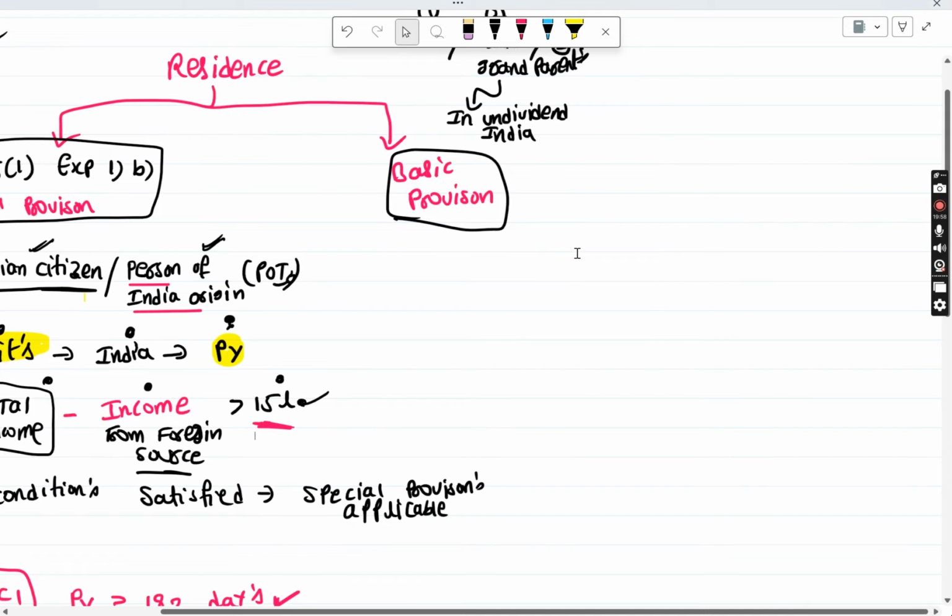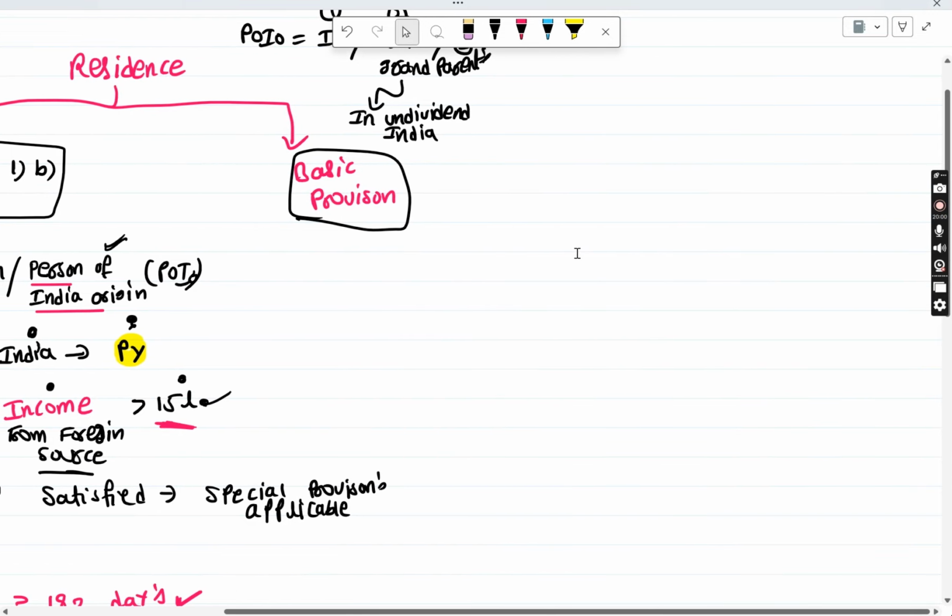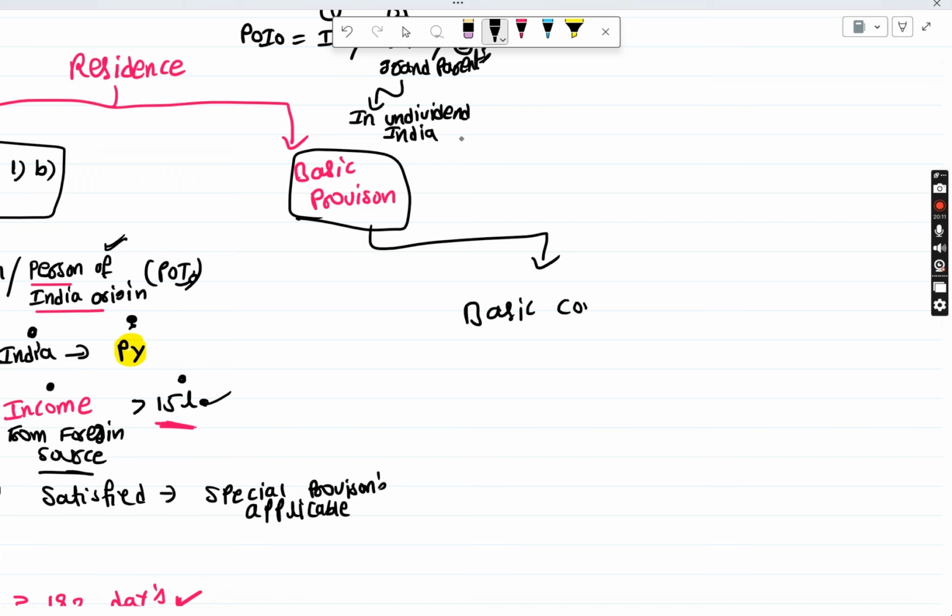Now coming to the basic provisions, mostly similar to whatever we have discussed now will be there here also. Basic provisions, first thing we start with is basic conditions. Basic conditions.